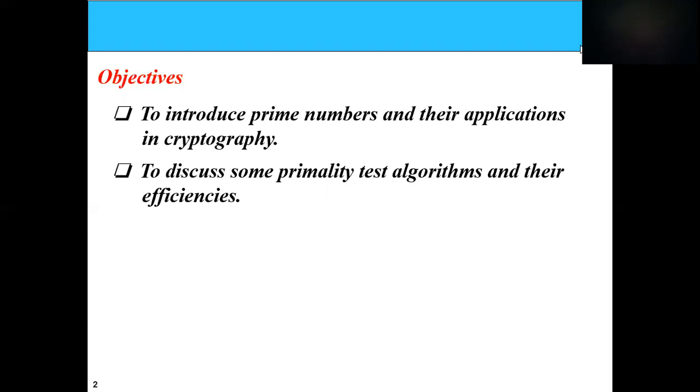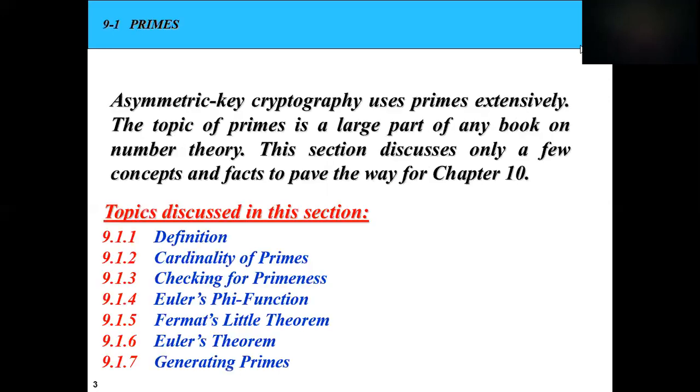Today the objective of our class is on this slide. The topics covered in today's lecture are the definition and cardinality of prime numbers, checking for primeness, then some number theory theorems like the Euler phi function, Fermat's little theorem, Euler's theorem, and then how to generate prime numbers. Dear student, let us start.